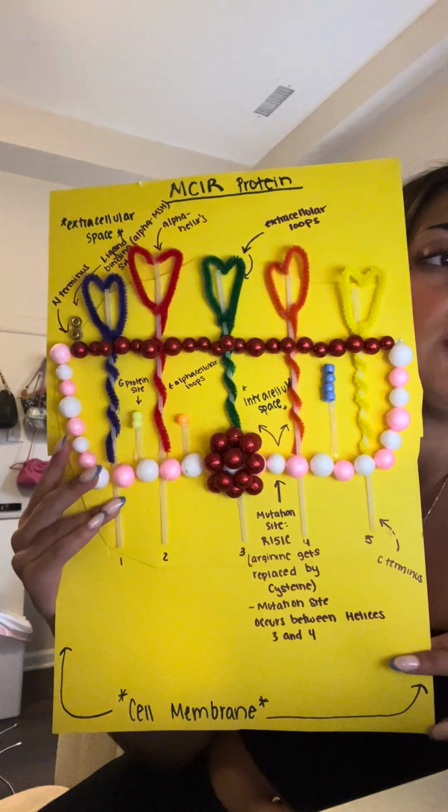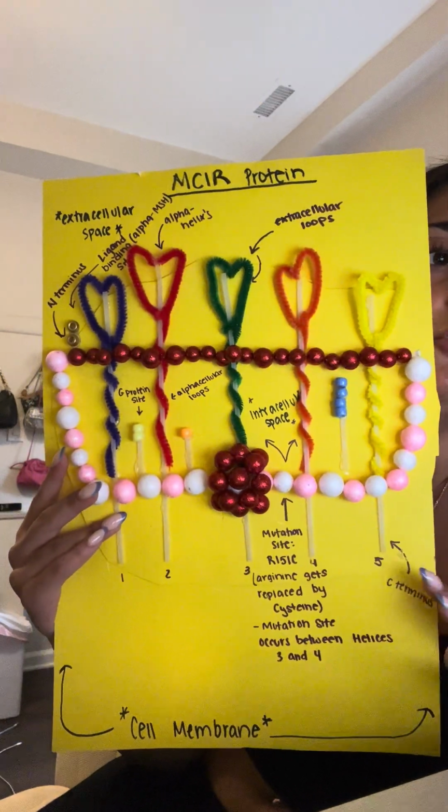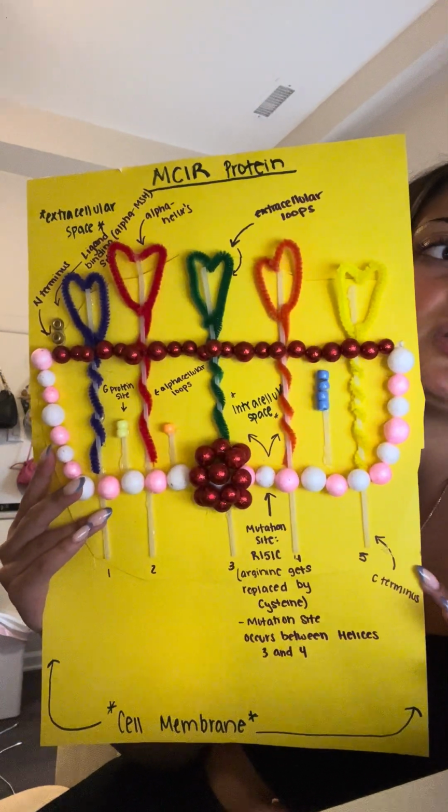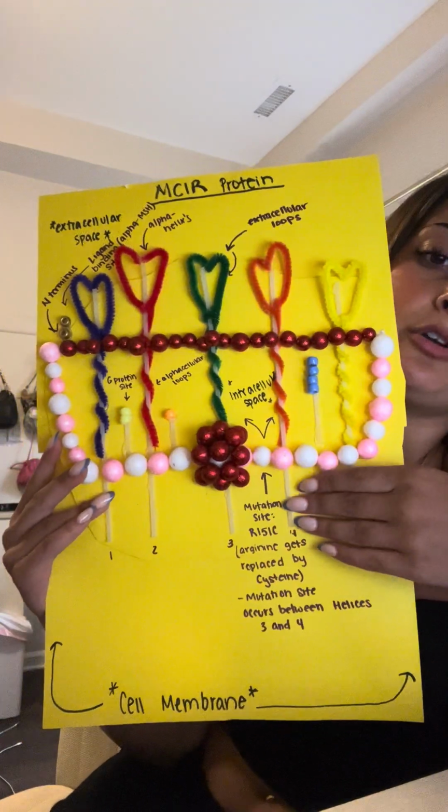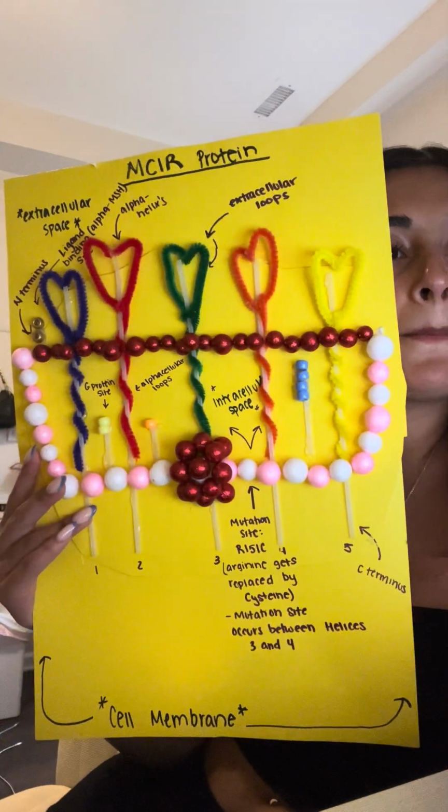I chose to build one model to represent the MC1R mutation site rather than 2 models, because this allowed me to highlight where the mutation occurs and talk about how it changes the protein structure and function.